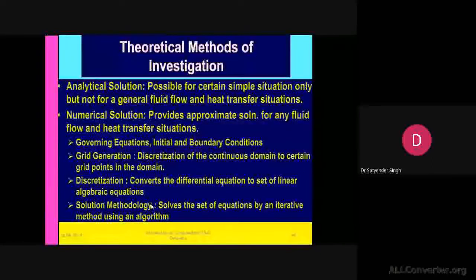We have to divide the control volume so that we can transfer the physics from one end to another end, or one edge to another edge, one phase to another phase. So discretization converts the differential equations to a set of linear algebraic equations. I will try to reveal this properly in my upcoming slides, because from the discretization we connect our physical problem with the computational problem, and we understand it from the mathematical viewpoint as well as from the physical viewpoint. And then the solution methodology solves a set of equations by an iterative method using an algorithm.